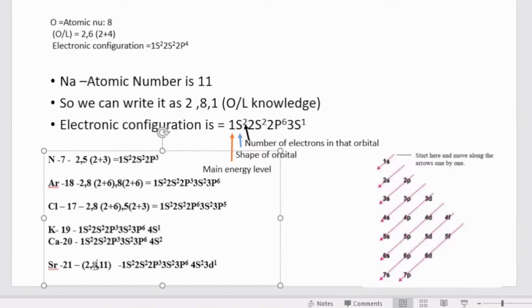So, for the second energy level, there are 2 subshells, S and P. S can occupy 2, P can occupy 6, so altogether 8. For the third energy level, it has 3 subshells. 3s can occupy 2, 3p can occupy 6, and 3d can occupy the rest, 10. So here 1 remains.